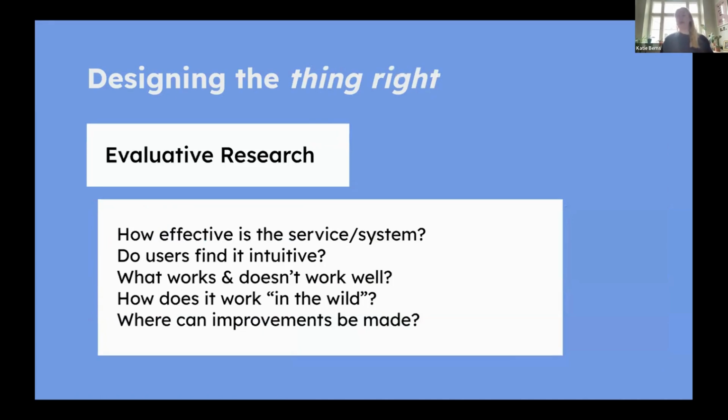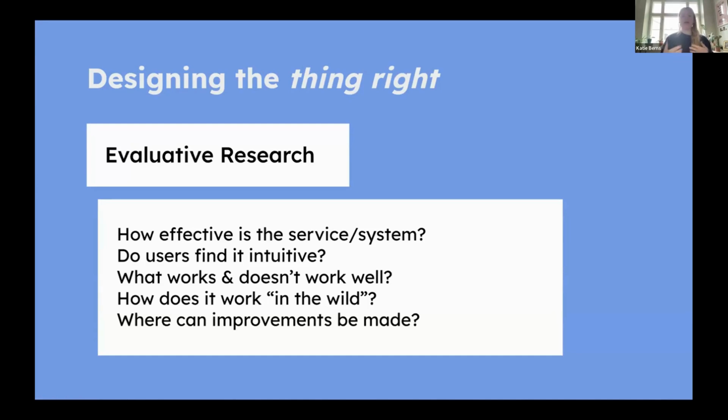So then we can look at the next step of designing the thing right. And this is more of an evaluative research. And I think for people who are not really involved in design processes, if you ask somebody on the street what is user research, user experience research or user experience design, they'll think a lot about this evaluative research. And this is really looking at the usability of a product or a service.